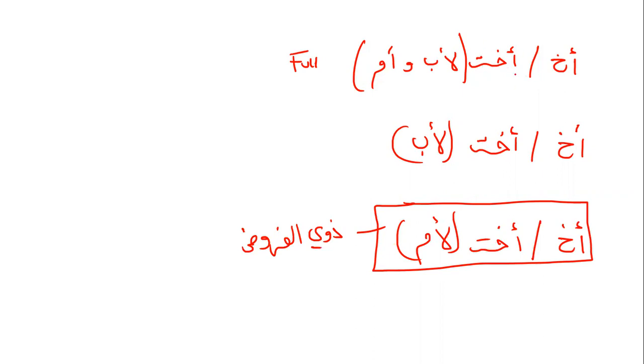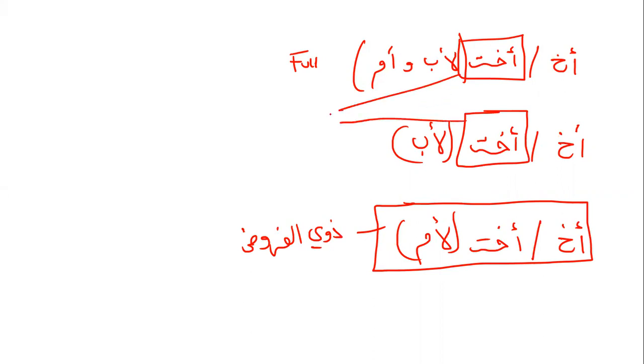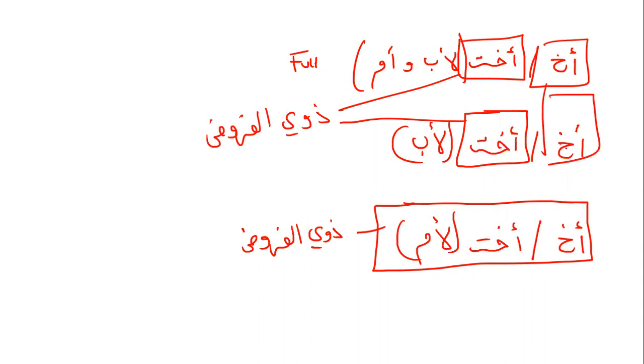However, from the Akh Ukht li Abin wa Ummin and the Akh Ukht li Abin, from these only the sisters over here are considered Ashab al-Furud or Dhabil Furud. The brothers here are considered part of the Asabat, which we shall discuss later, inshallah. So in today's lesson, we will be discussing the Ukht li Abin wa Ummin.